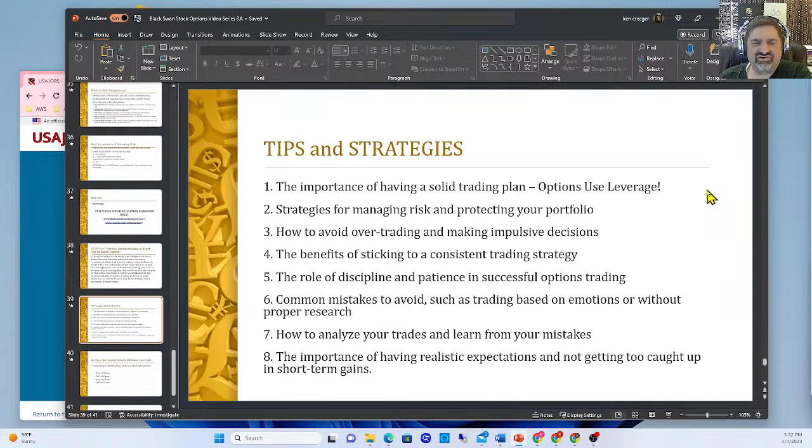How to analyze your trades and learn from your mistakes. Like I said, Greg, my brother, and I tried this strategy using put options. We tried it for a month or two. The very worst time, it was kind of a bullish strategy, and we tried it in October of last year, right at the market bottom. And that bullish strategy just blew up, and I made a mistake.